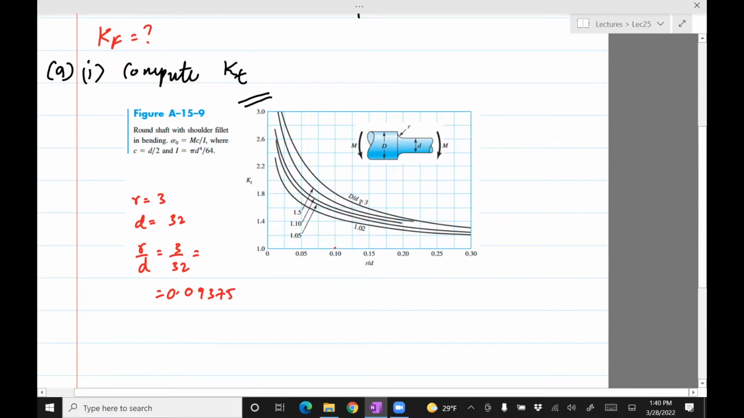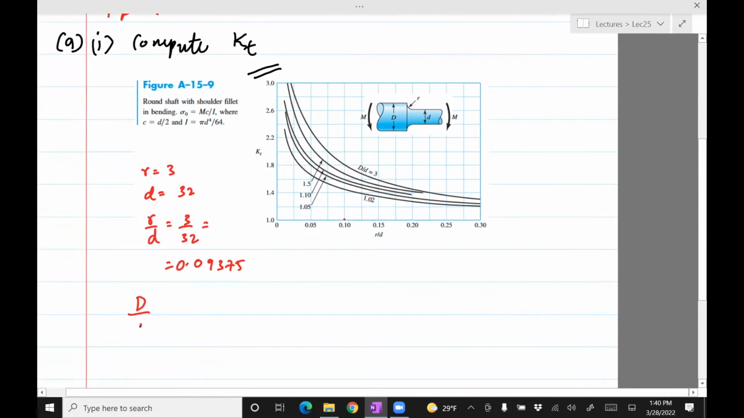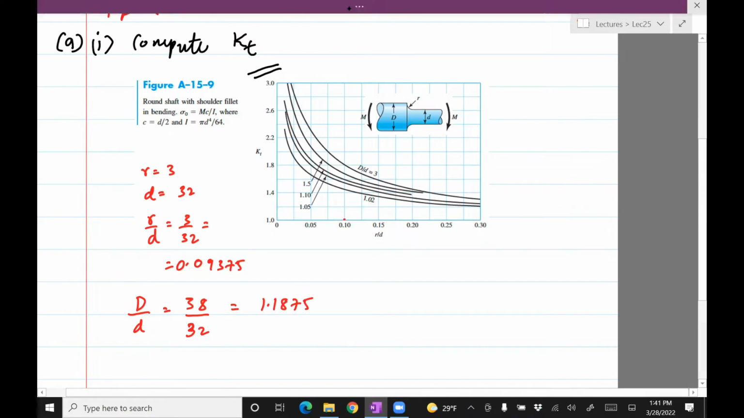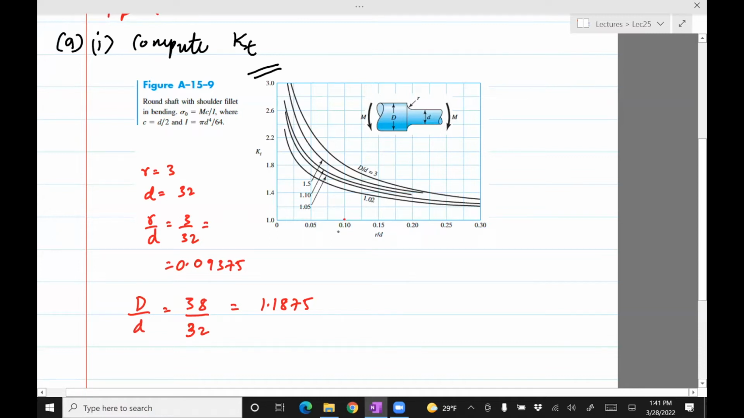But there's another factor, which is capital D divided by d. So we need to compute that too. Capital D is the diameter of the bigger shaft, which is 38, and the smaller shaft is 32. So D divided by d is 1.1875. Okay, so how do we do this? Well, we can start from this 0.1 and then see where 1.1875 is. This is 1.1. I guess this is a good estimate.